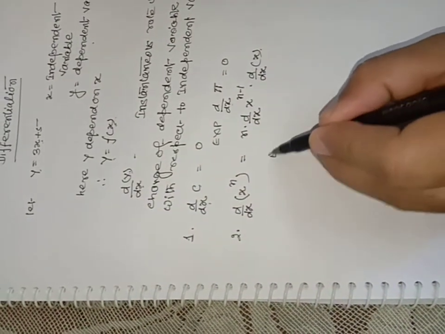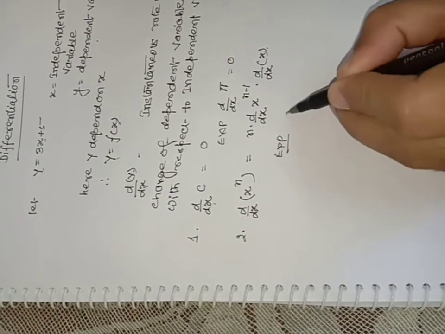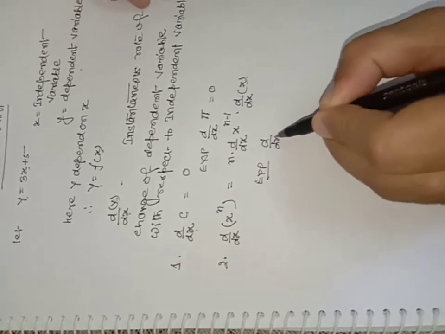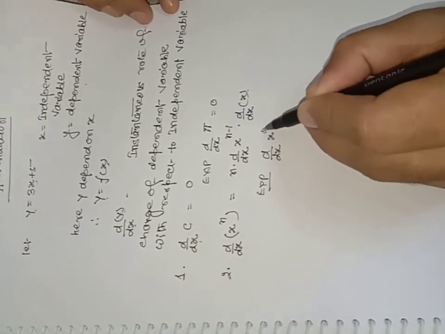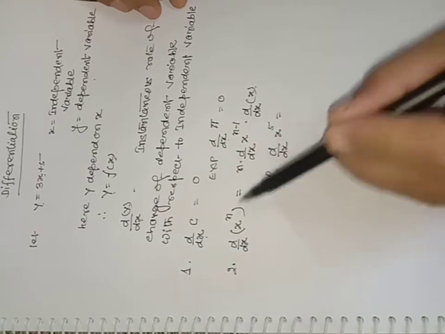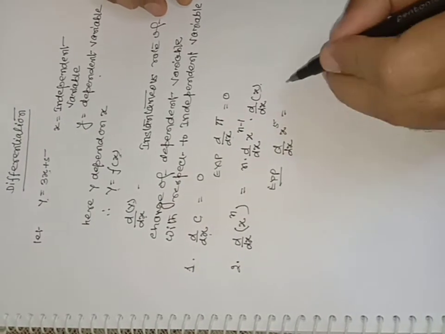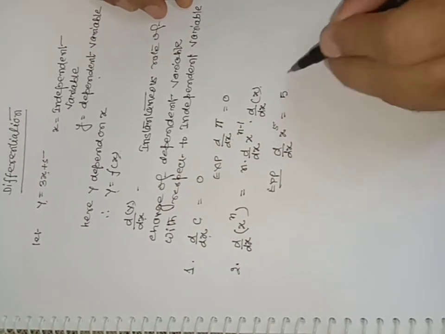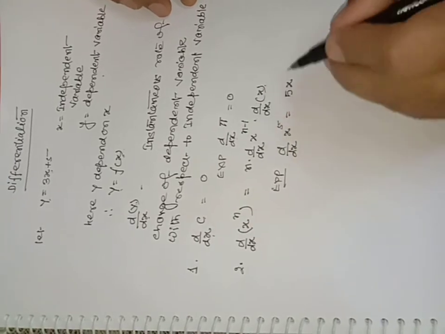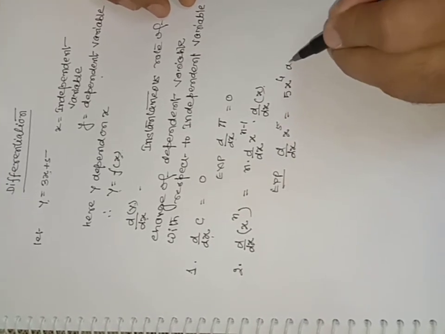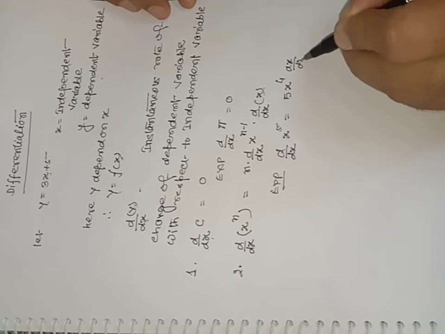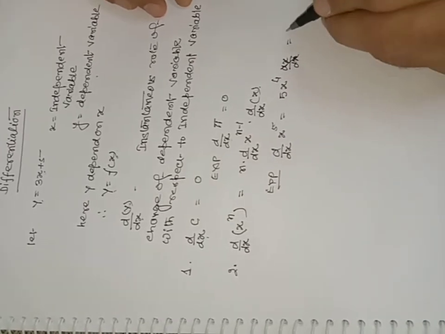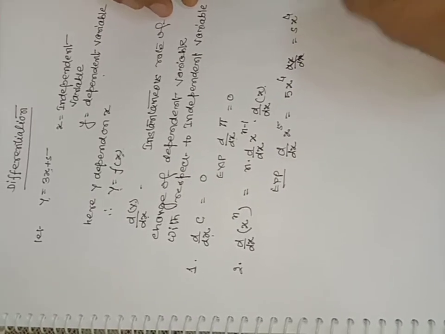Let's see an example. Differentiation of x power 5. Instead of n, 5 is written, so its differentiation becomes 5 x power 5 minus 1, that is 4, into dx by dx, and it gets cancelled. Your answer becomes 5 x power 4.